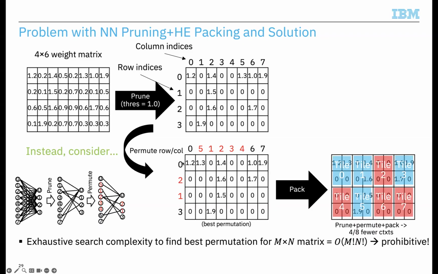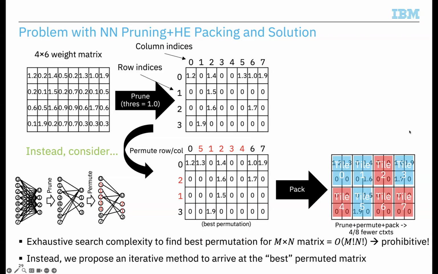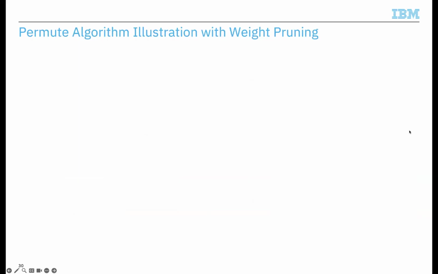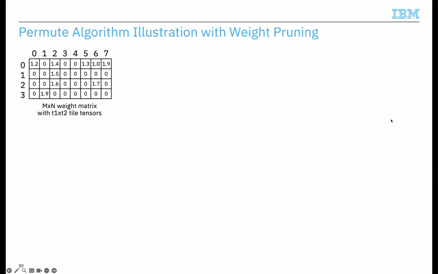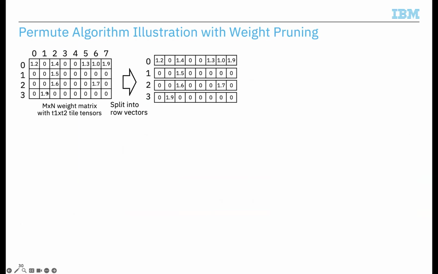But if you do an exhaustive search to find the best permutation, it is very prohibitive because the complexity is on the order of m factorial times n factorial. So we have to use heuristics, and here is one heuristic which we propose in the paper. Here's another example of a matrix. The idea is first to split it into rows and consider each row as, in this case, an 8-dimensional vector. And by the way, if you packed it at this point, you would have just 1 zero tile.